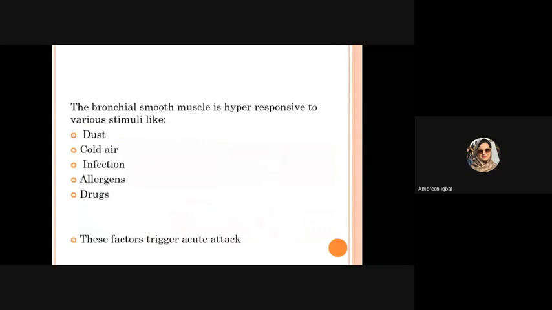What are the triggering factors? What are the factors that can trigger the acute attack of asthma? There are various stimuli that cause hyperresponsiveness of the smooth muscles of the tissues, like dust, cold air, infection, allergen, and even so many drugs that are going to trigger the acute attack of asthma.